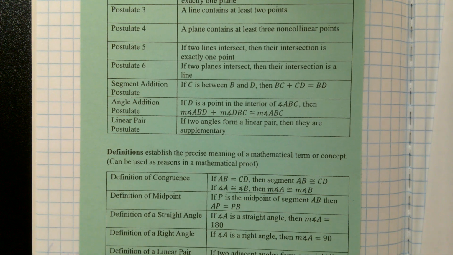So let's see. D is a point on the interior of ABC. Let's see if we can visualize this one. So I've got some angle ABC, C, A, B. Okay, where is D at? Inside. Somewhere in here, right?